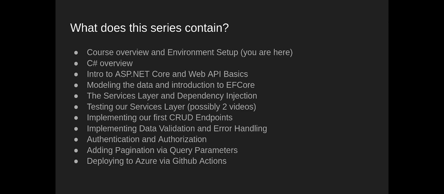Then we'll be implementing our first CRUD endpoints. CRUD stands for create, read, update, delete. So it's how we're going to be creating, retrieving, updating, and deleting our posts, likes, so on and so forth. We'll be adding data validation and error handling, stuff like, is the user's handle unique? When a user is trying to create a post, does that post have content? If something goes wrong saving stuff to the database, are we handling that gracefully, or are we returning a stack trace to the user? We're going to be handling it gracefully.